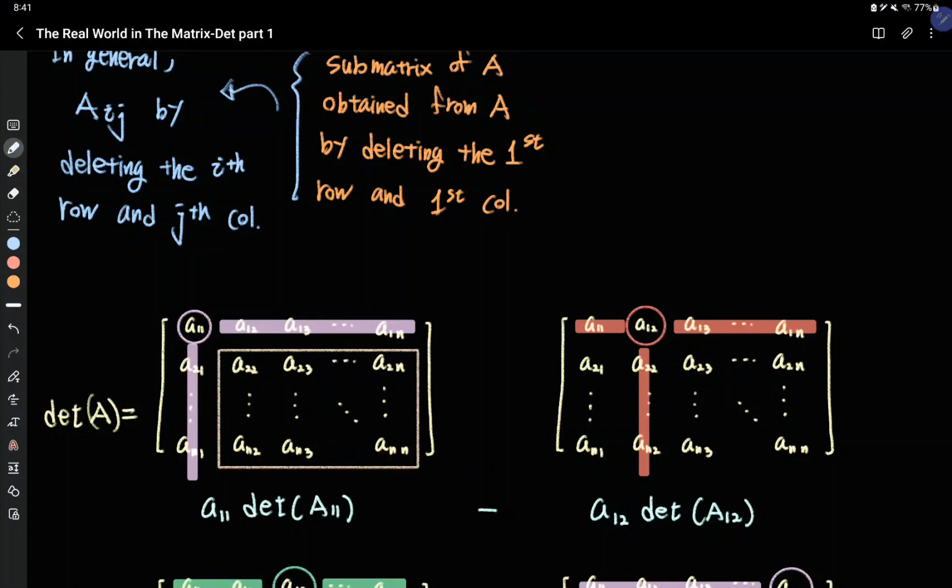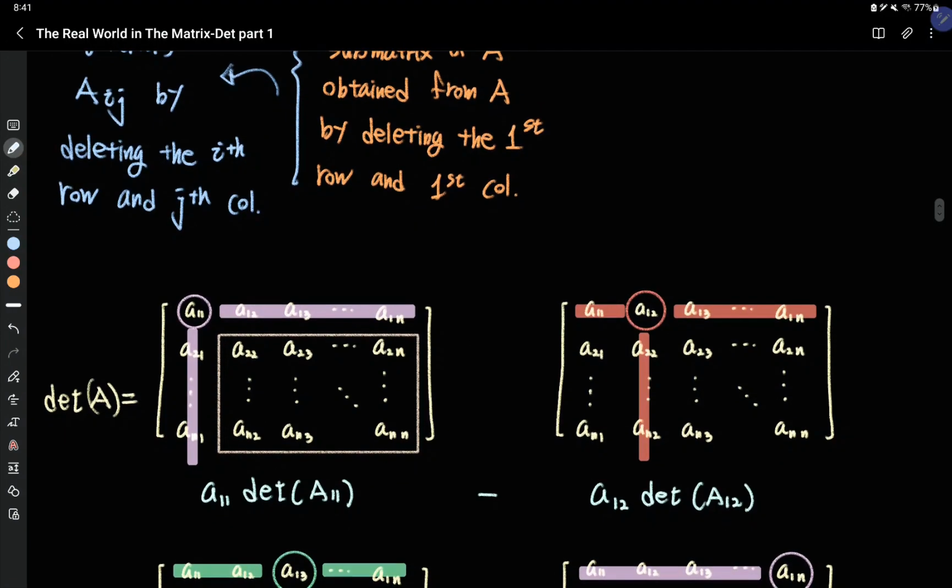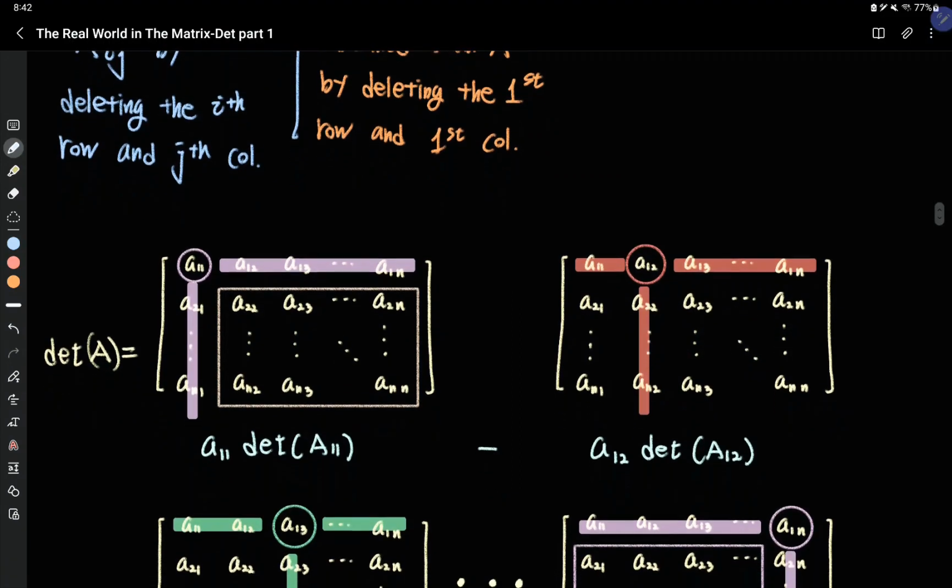Okay. So then determinant A is going to be A11 times the determinant of that submatrix, minus A sub 1 2 times the determinant of, in this case, what's the submatrix A 1 2? It's this one and this one, all the columns, obtained by deleting the first row and the second column. Combining that one and this one, we get the submatrix A 1 2.